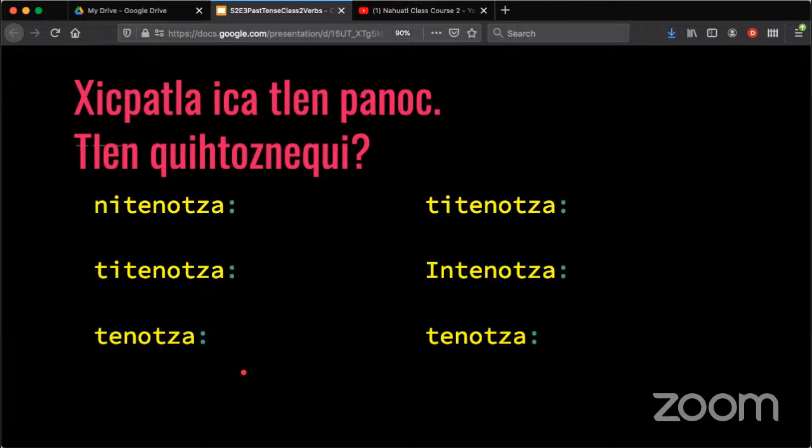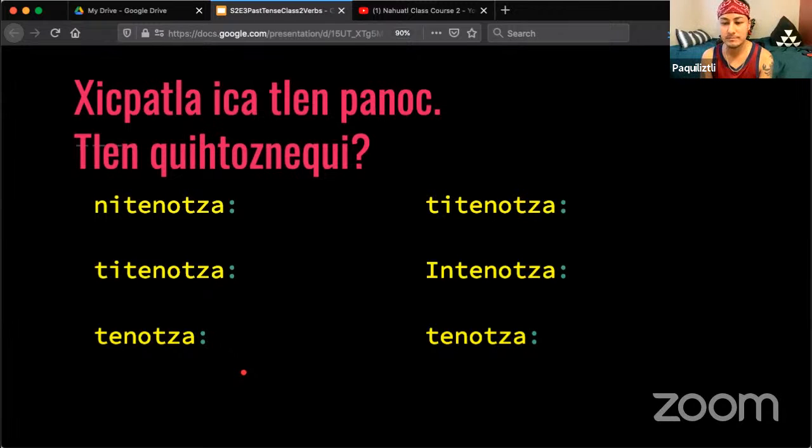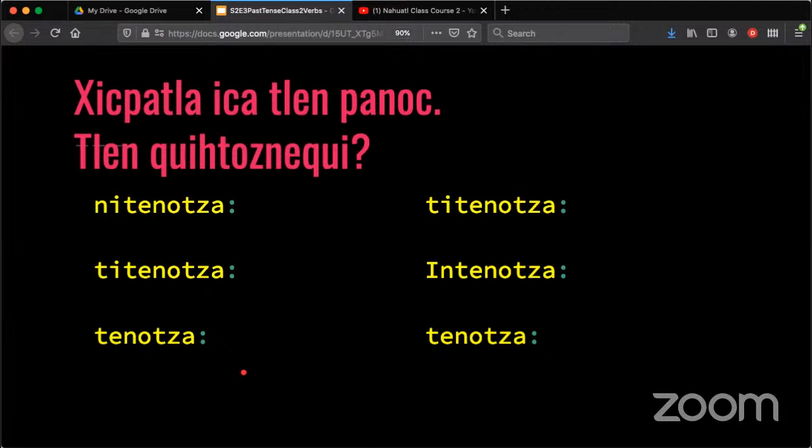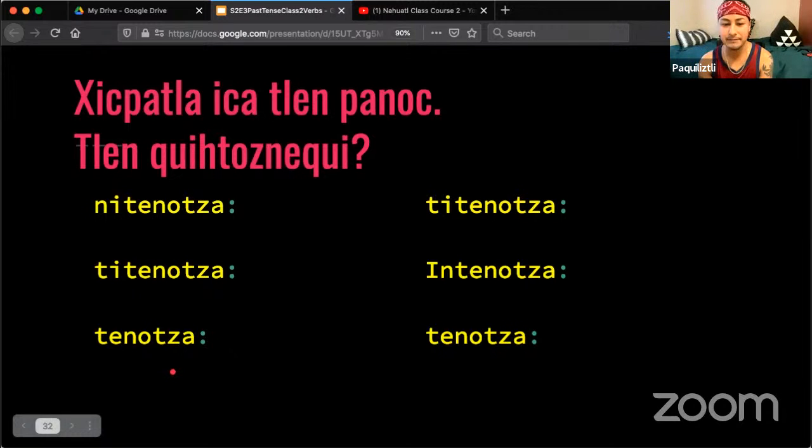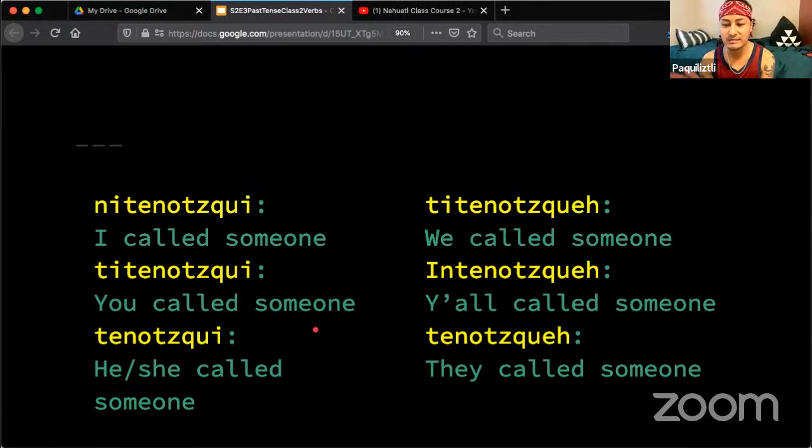Tenotski, you called people or someone. Tenotski, he or she called people or someone. Tenotske, we called somebody. Intenotske, y'all called someone. Intenotske, y'all called, or they called someone. Kena, quali. Just make sure that you always emphasize the second to the last syllable as the loudest. So yeah, Nitenotski, Titenotski, Tenotski, Titenotske, Intenotske, and Tenotske.